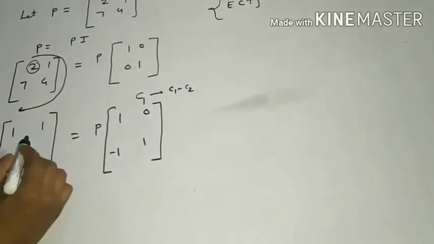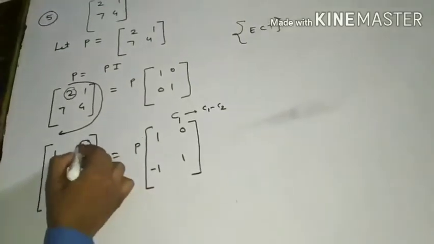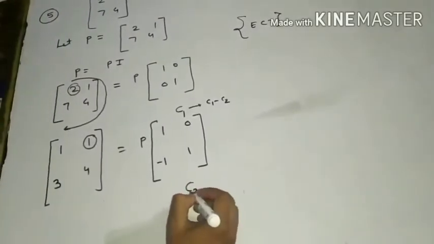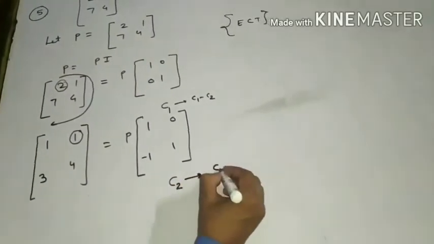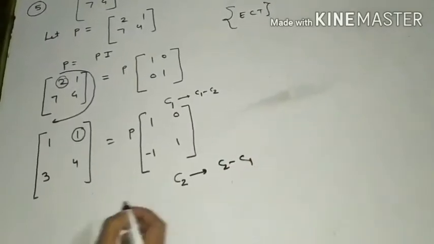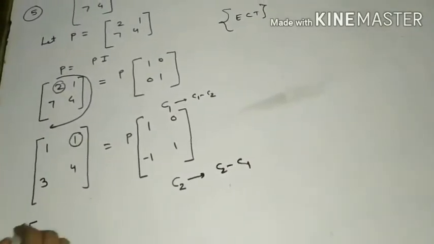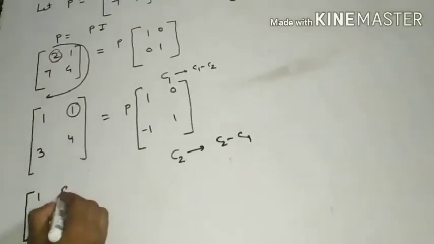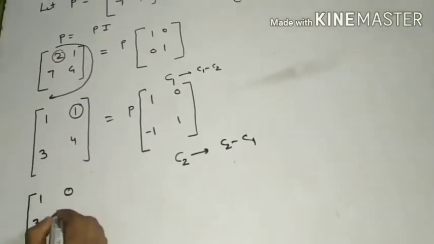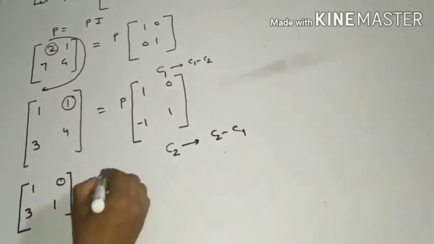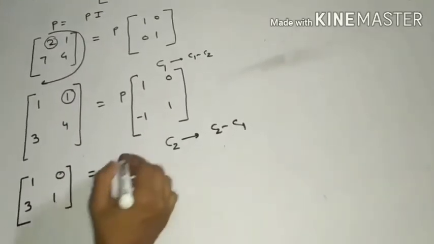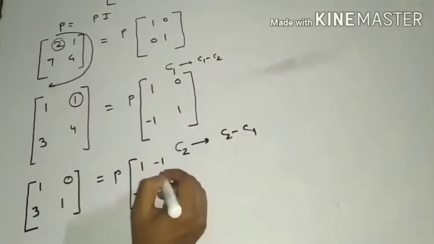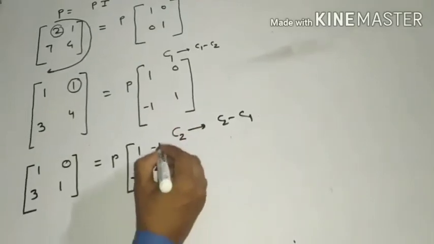Now I have to see this, we want to make 0. Then how does this become 0? In C2, if you do C2 minus C1, then what we will get? 1, 3, in the first column there is no change, and 1 minus 1 is 0, and 4 minus 3 is 1, and this is equal to P. Here 1 minus 1, then 0 minus 1 is minus 1, and here minus 1 plus 1 we will get 2.